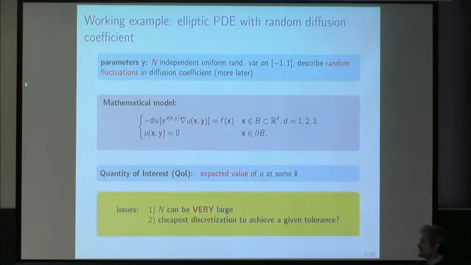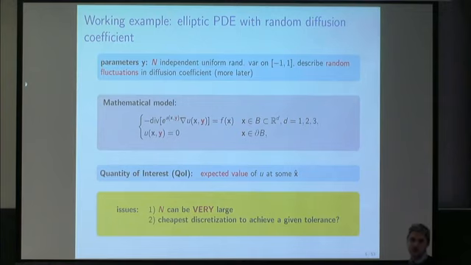So the two issues that we have to face are, first of all, capital N can be very large, and I will tell you why in a second. And second, because N can be very large, that is challenging computationally. So I want to know which is the cheapest discretization to achieve a given tolerance, in the spirit of the questions that have been asked before. Okay? So I need to discretize the PDE with a certain mesh size.